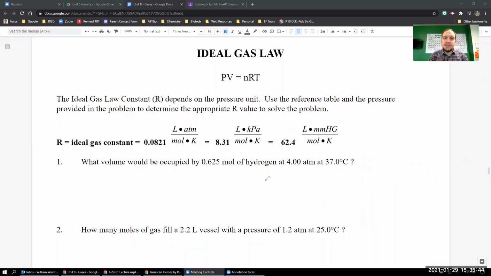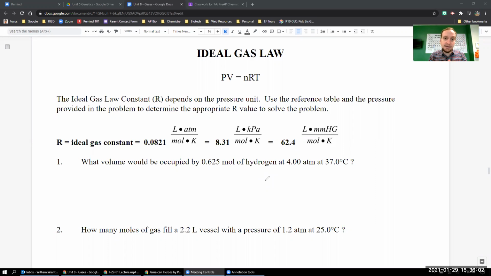What we're going to discuss today is something called the ideal gas law. The ideal gas law is basically a mathematical representation in real time of pressure, volume, the number of moles, something called the ideal gas constant, and the temperature.